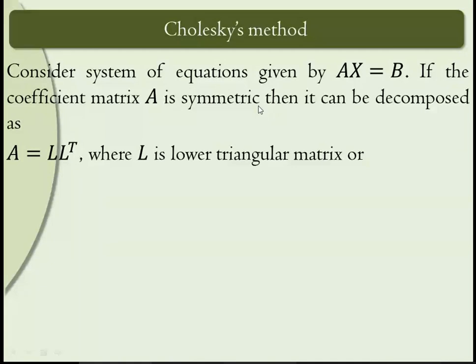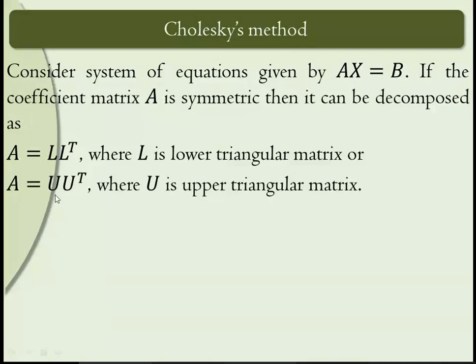Or roughly, if you want to check, then all the corresponding elements above the diagonal and below the diagonal must be the same. Then the matrix is said to be symmetric. Okay. And if the matrix is symmetric, then only we can use this Cholesky's method. In this Cholesky's method, we can write A as a product of a lower triangular matrix into its transpose, or we can write it as a product of an upper triangular matrix into its transpose. Any one method you can use out of these.